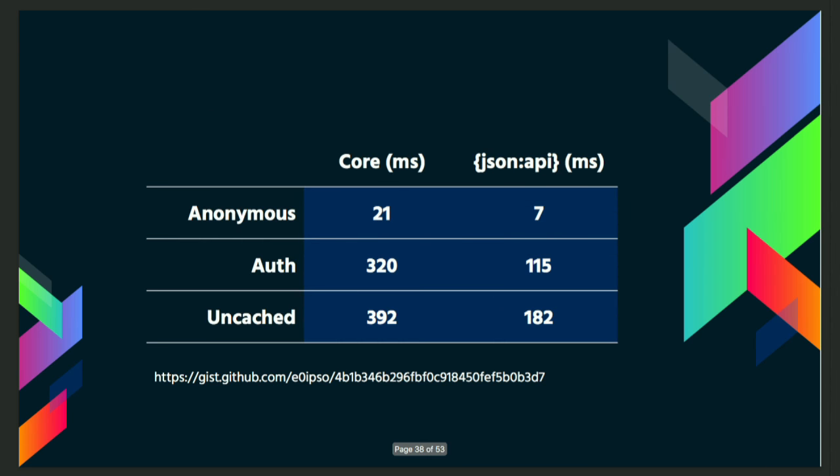This is consistent if you do anonymous requests, authenticated requests, or even uncached requests. You can see that the performance improvement is that JSON API is three times faster. And it's not only three times faster, but if you have more nesting levels, if you have seven nesting levels, which is not unreasonable for a real world scenario, you will have a seven times faster response, which is something that we should consider.